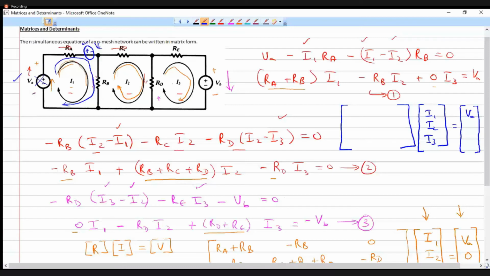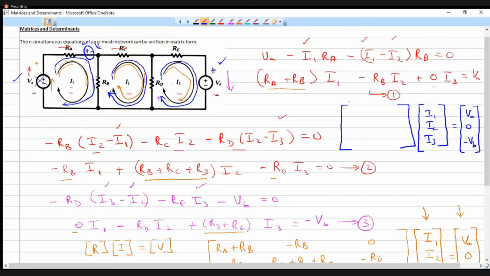The second element is the voltage sources that are coming in the second loop. In the second loop, there are no voltage sources, so I have to put 0 there. Similarly, the third element of the voltage matrix is all the voltage sources in the third loop. While traversing the third loop, we see only one voltage source, VB, and since we are traversing from plus to minus, it should be minus VB.